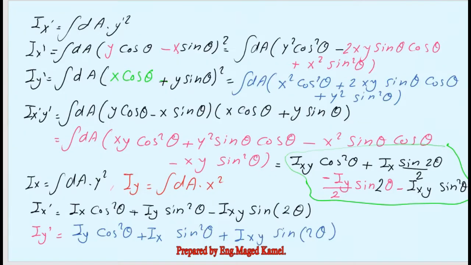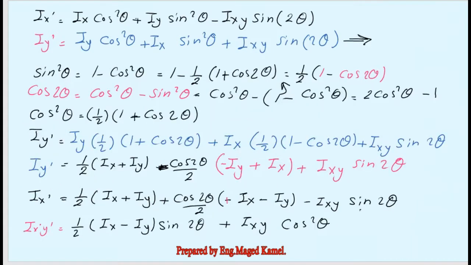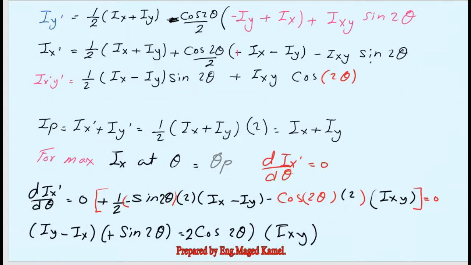As you can see, this is a long calculation to some extent, but we are going to try to get an expression for tan 2 theta. At the same time we know that we will get maximum Ix when dIx dash over d theta equals 0, which will give us maximum and minimum values. So we are going to differentiate. This is the expression we have after clearing all the thetas.